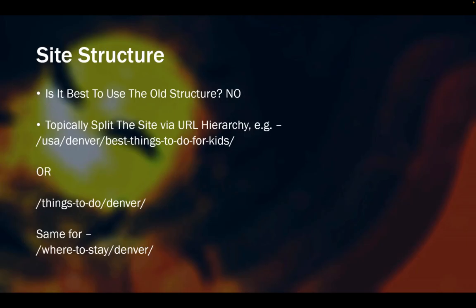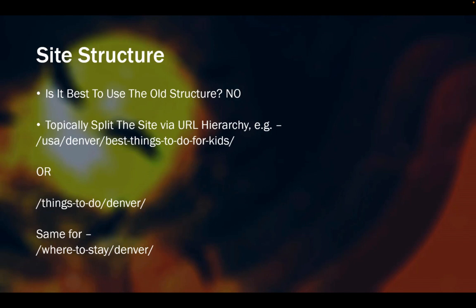I do recommend, if you're doing an international website, I like this structure where you have /USA/Denver. You can even put Colorado in there. It makes it significantly easier to split up the site from a travel perspective, especially when users are trying to go around the site and they're only interested in that specific country or that specific area.